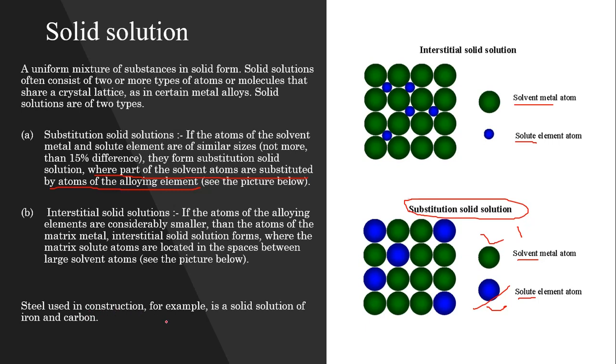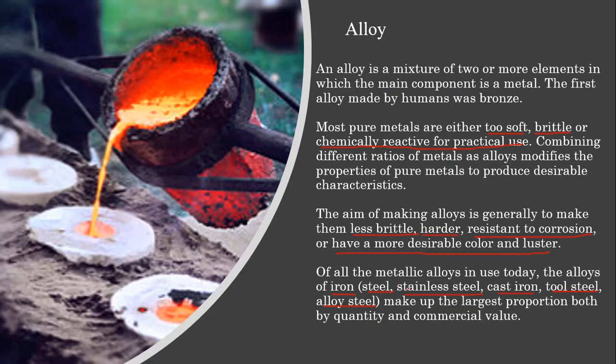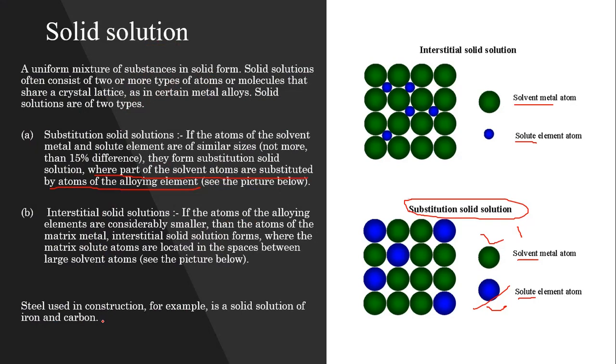Steel used in construction, for example, is a solid solution of iron and carbon. As we have discussed earlier, steel is the most commonly used alloy, and it is a mixture of what? Iron and carbon. We will look at this thoroughly and in detail in the iron carbon diagram: the different steel compositions available, and what the different metals having iron carbon composition are. We will discuss that in the next video lecture on the iron carbon diagram.